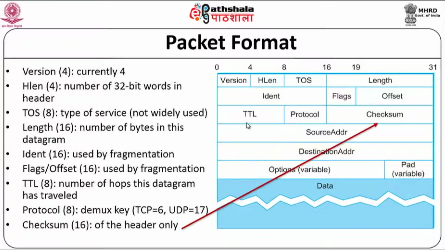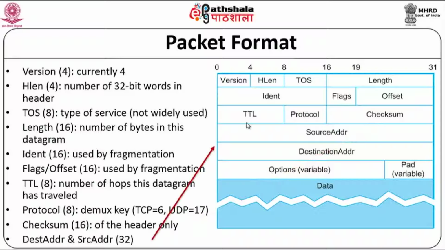Then we have a checksum field which is used only for the IP header. Checksum calculation is done just as it is done for UDP and TCP, with the same ones complement based addition. That is the same idea that is used. And then of course, you have the 32-bit destination address and the source address, and then there are some variable options which are specified. That is followed by the actual data. This is the basic packet format of the IPv4 packet.